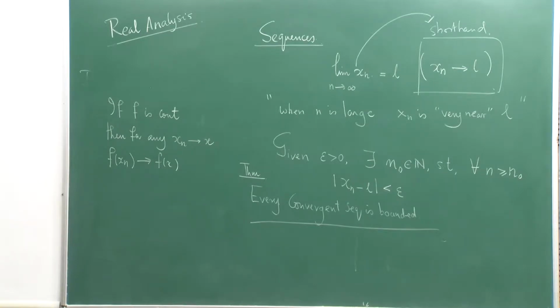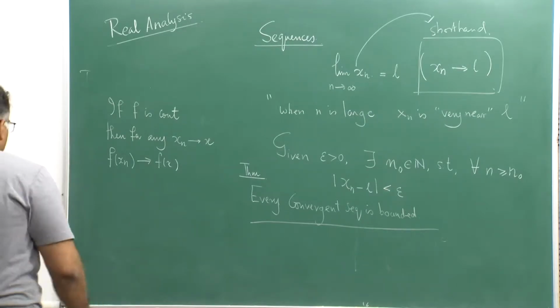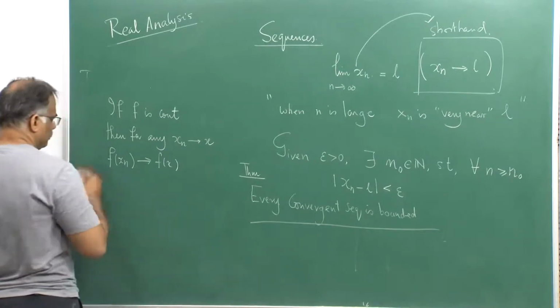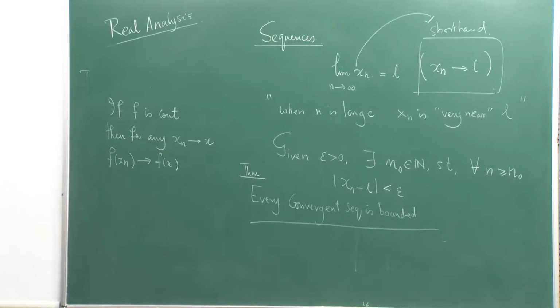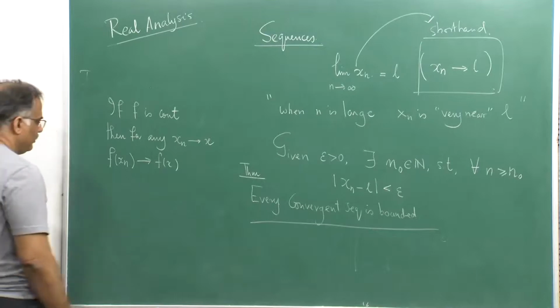In fact, the opposite also happens. Function f is continuous if and only if for every sequence xn this is happening. So, let us just prove this part. You think about the other part. So, what happens if f is continuous? Now, you take any xn tending to x.